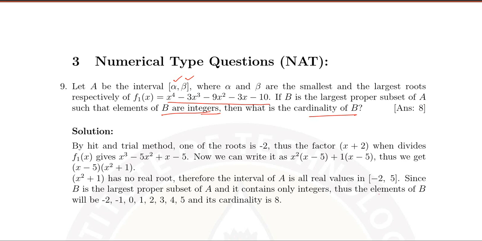Now we are given a polynomial of degree 4, therefore it can have at most 4 roots.